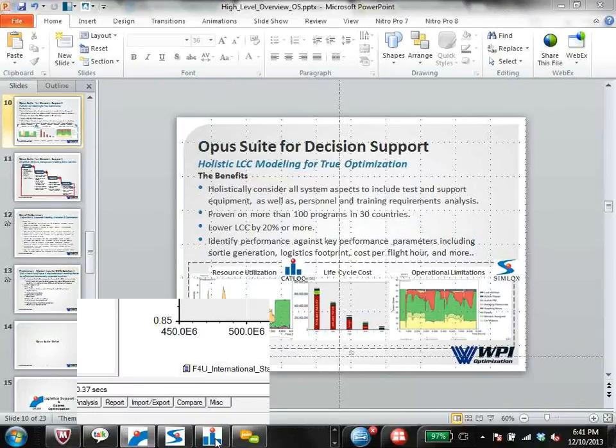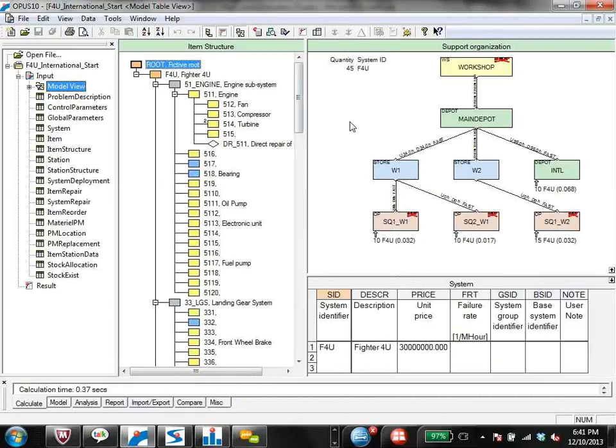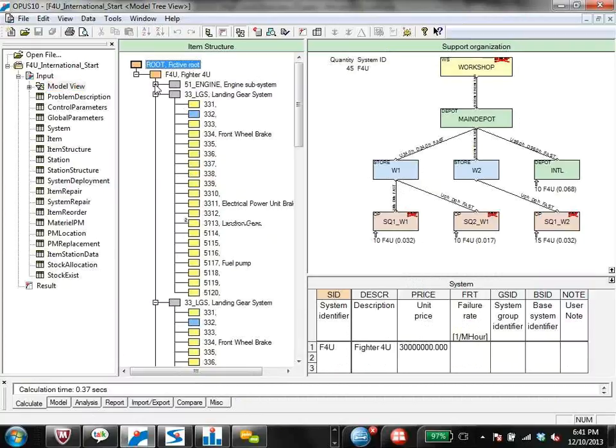What Opus 10 allows us to do is build a detailed multi-indenture, multi-echelon model. In this case, we're going to look at a fictitious aircraft system. We can just click through some of this. We've got an engine, landing gear, flight control systems, environmental control systems, and this will be consistent throughout the model.